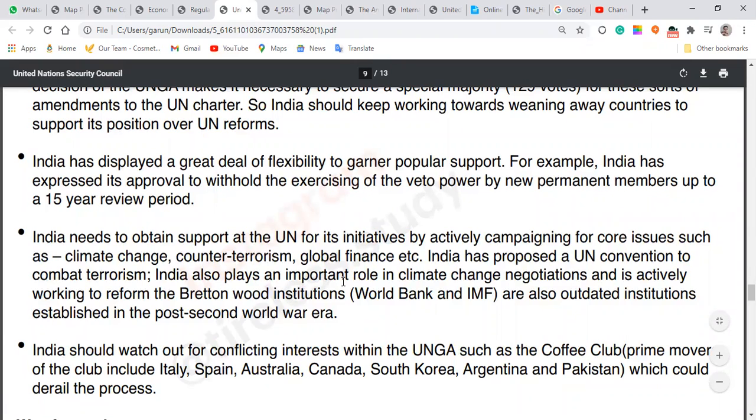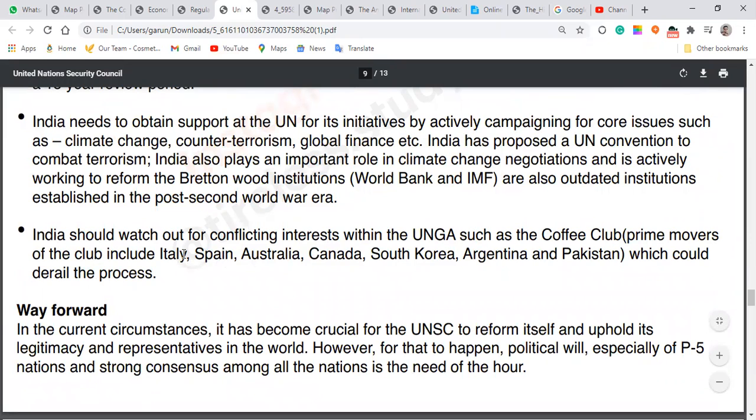India also plays an important role in climate change negotiations and is actively working to reform Bretton Woods institutions. World Bank and IMF are outdated institutions established in the post-Second World War era. India should watch out for conflicting interests within the UNGA, such as the Coffee Club. Prime movers of the club include Italy, Spain, Australia, Canada, South Korea, Argentina, and Pakistan, which could derail the process.